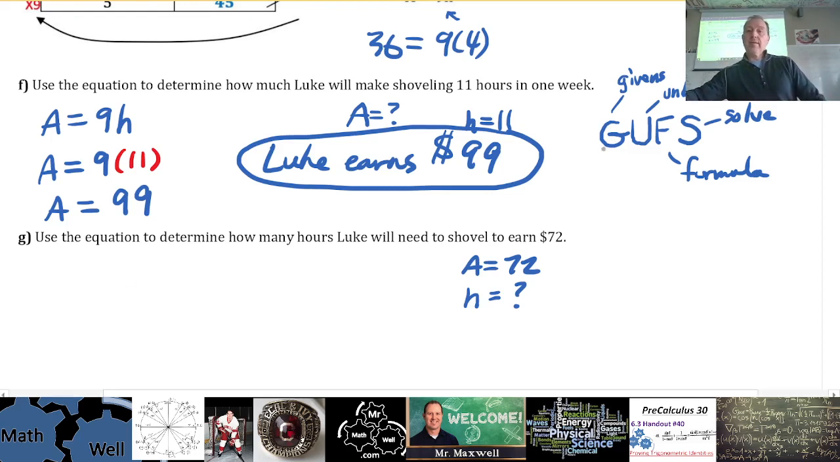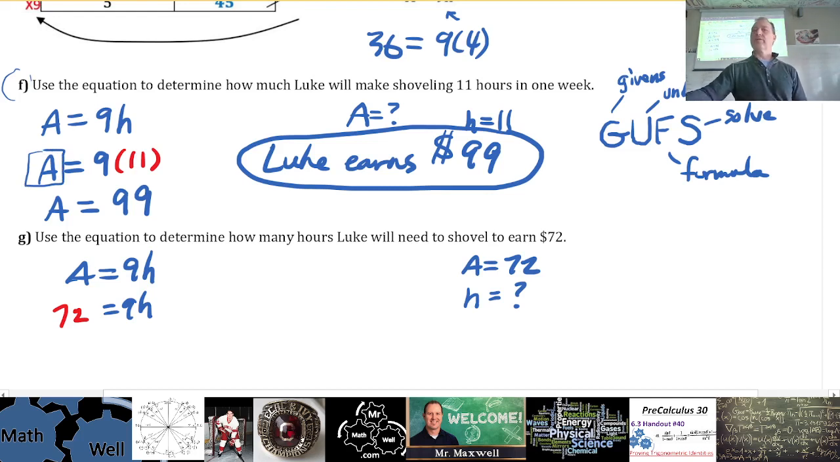So I've got my given, got my unknown, formula A equals 9H, wonderful. Where does 72 go here? On which side, which variable? I know, too easy. 72, right, equals 9H. So to get H by itself, because that's what we want to do when we solve an equation, we want to isolate for the unknown variable. In question F here, the unknown variable was already isolated all by itself, so we didn't really have to do any operations to isolate it.